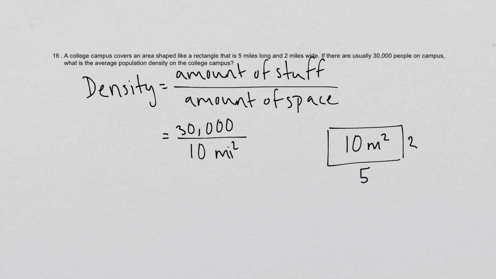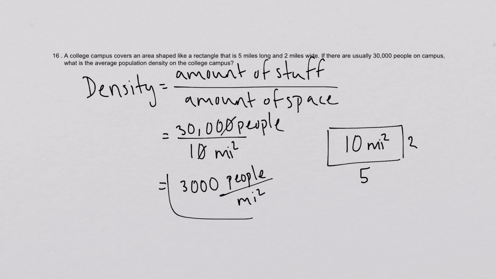Miles, not meters. So 30,000 people in 10 square miles of space. I'm just going to go ahead and divide that real quick. That's really easy to divide. Just cancel the last zeros. So my solution is 3,000 people or persons per square mile. That is the population density of this college campus. Every square mile has 3,000 people in it, okay? On average, that's the average population density.